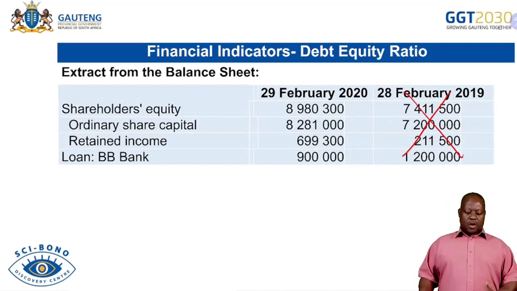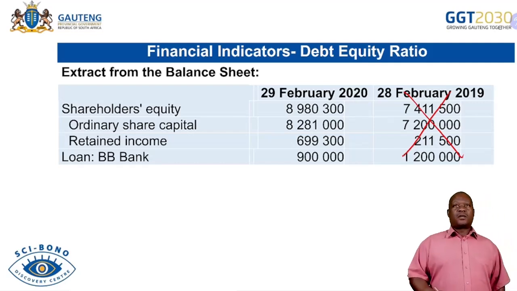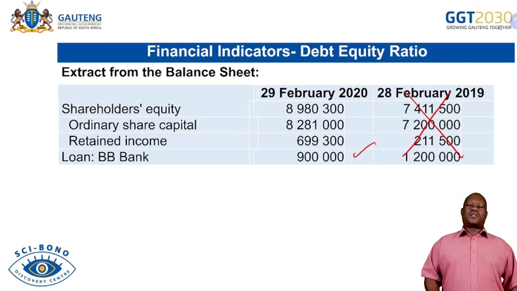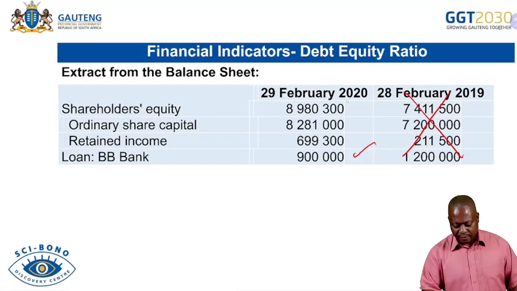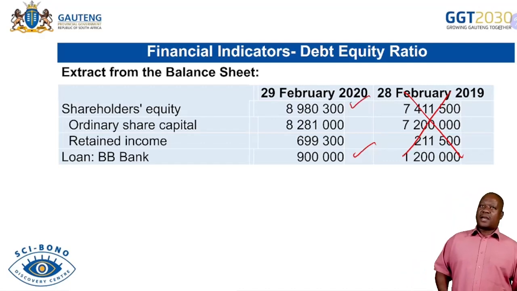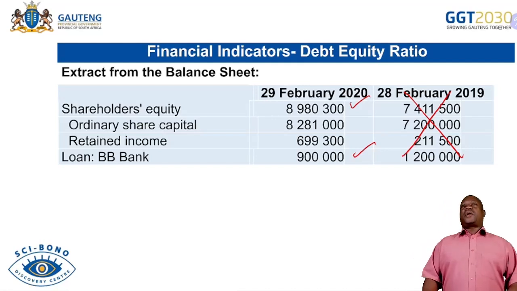Now, what do we need? Debt, loan. So the first thing that we need is the loan. This amount, 900,000, which is the loan from BB Bank. This represents our debt. This represents our non-current liabilities. And what else do we need? Shareholders' equity. This is the figure that we are looking for. 8,980,300 rands.